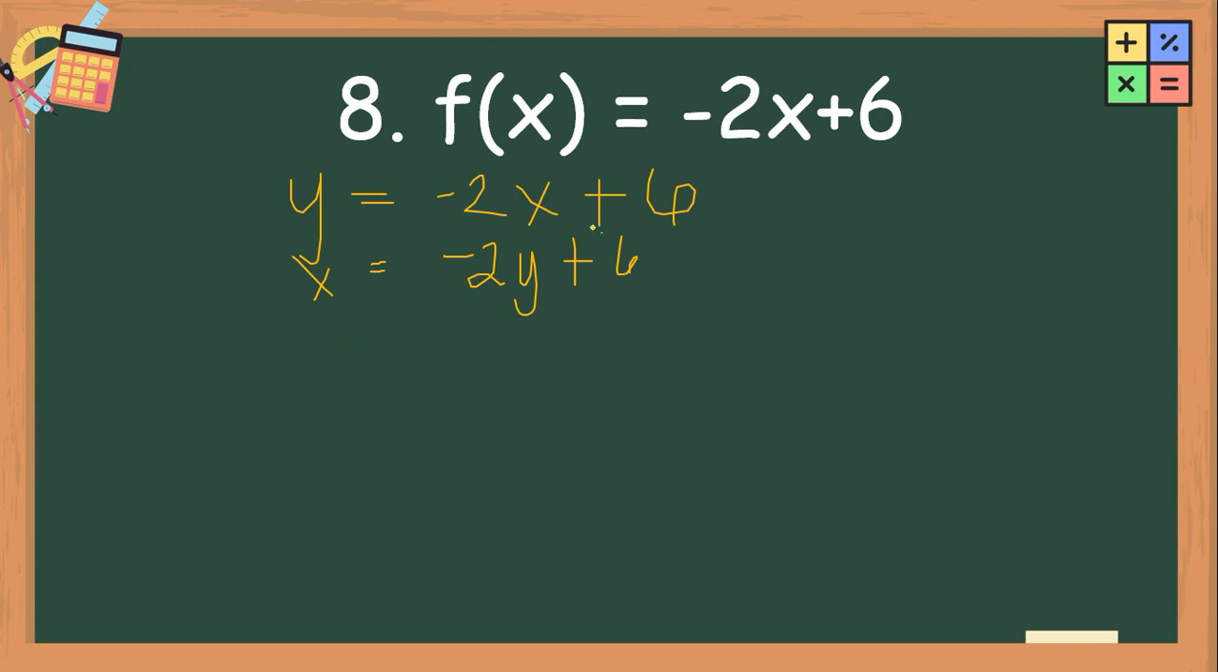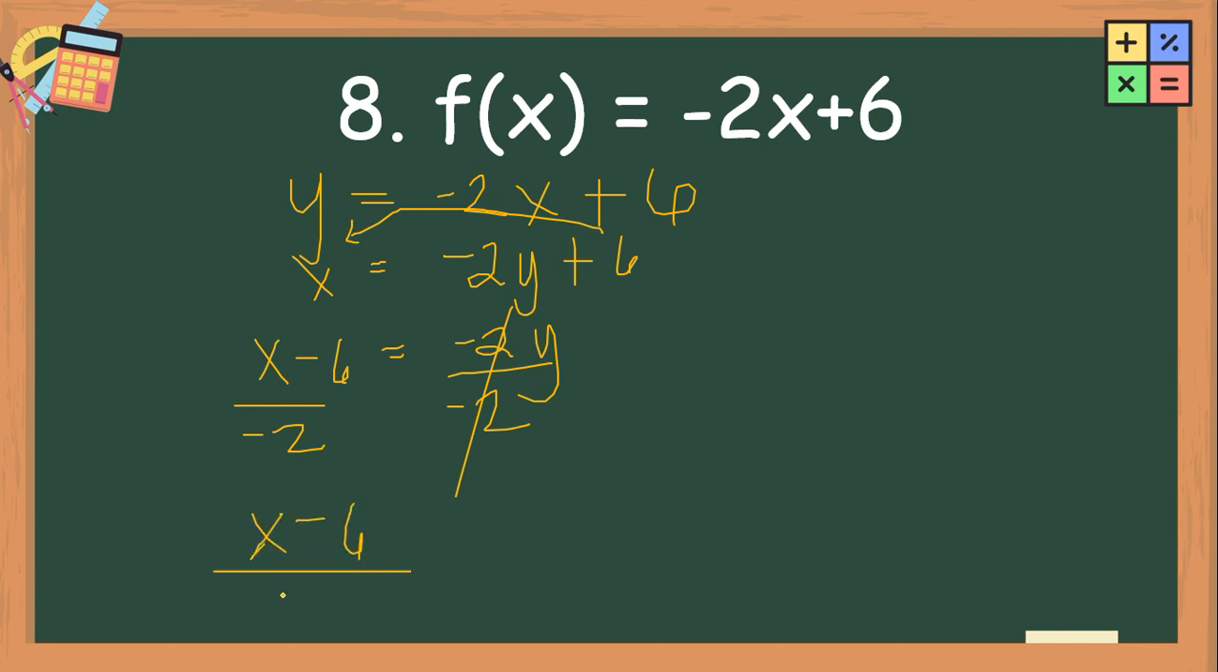Siyempre, dapat iwan natin yung negative 2y para ma-eliminate natin mamaya yung negative 2. So, magiging x minus 6 is negative 2y. So, divide natin sa negative 2, then negative 2. And the answer here is x minus 6 over negative 2 is equal to y. So, hindi pa yan final answer. Tandaan ninyo, in the world of mathematics, the denominator should not be in the negative form. Tandaan nyo yan, ha? So, dapat ma-eliminate natin yung negative na sign ng 2. So, ganito ang gagawin natin.